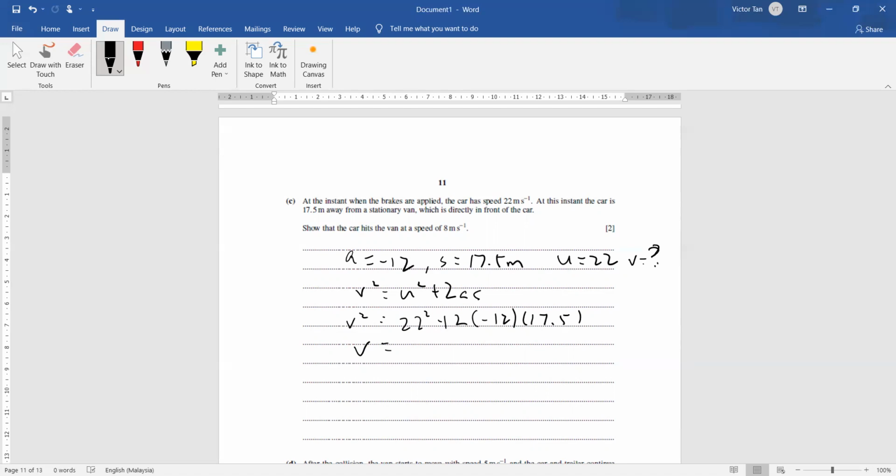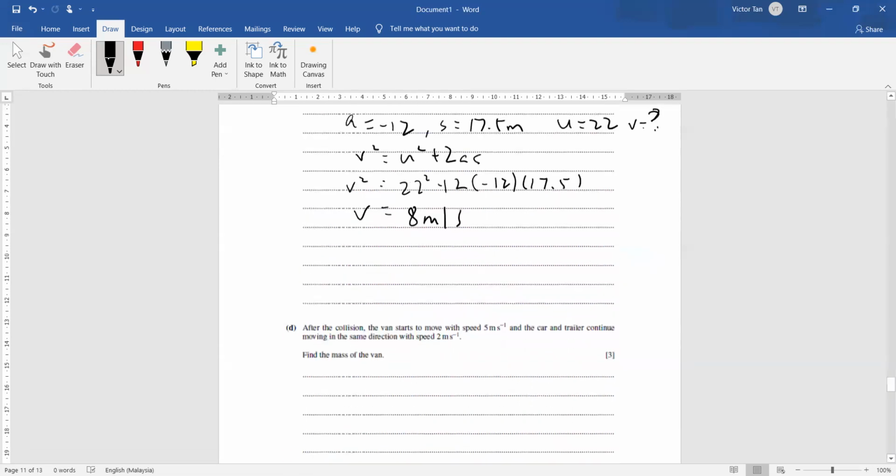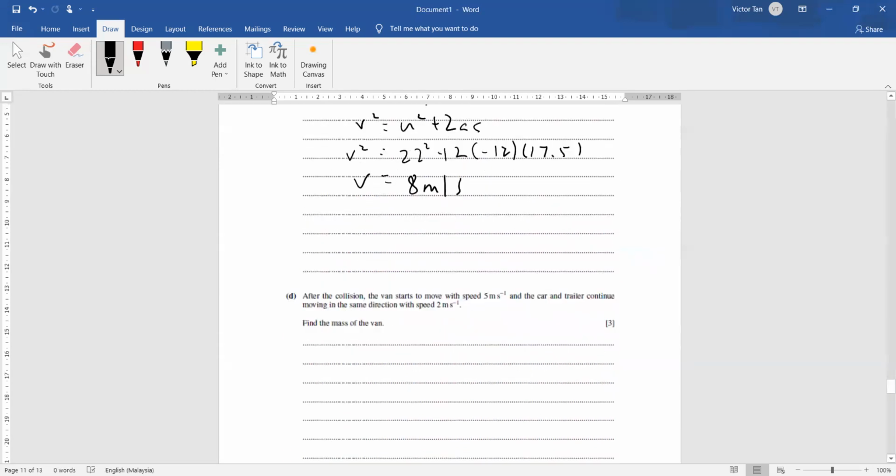Meters per second. Okay. After the collision, the van starts to move with speed 5 meters per second. The car and trailer continue moving in the same direction with speed 2 meters per second. Find the mass of the van.